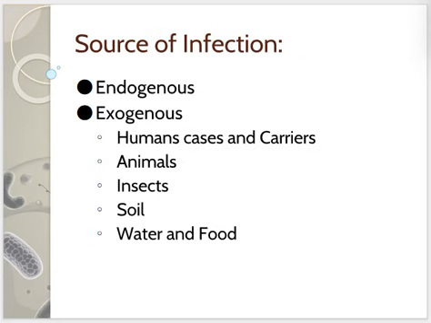Infections come from different sources. Some are endogenous, meaning they originate within the body itself. Others are exogenous, coming from outside sources like other humans, animals, insects, soil, water, or food. For example, carriers can transmit infections without showing symptoms. And environmental factors like contaminated water or soil can introduce pathogens. Knowing these sources is vital for preventing and controlling infections effectively.